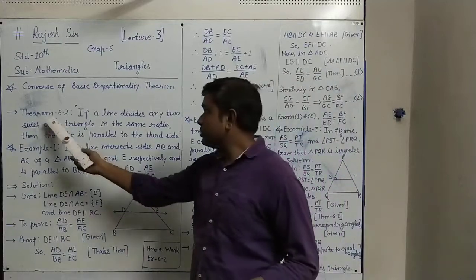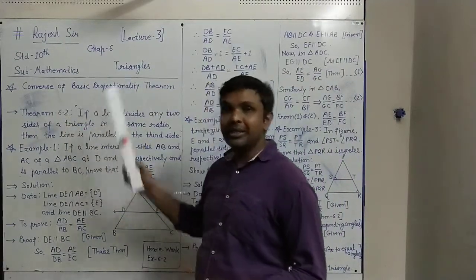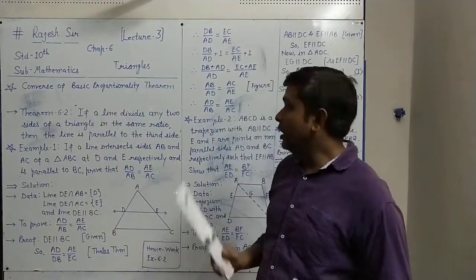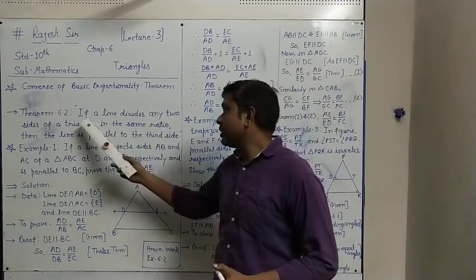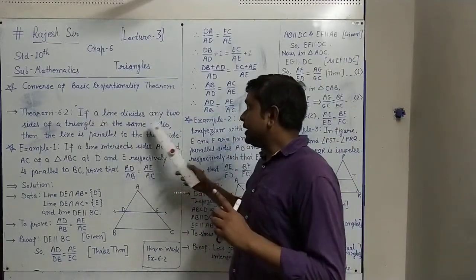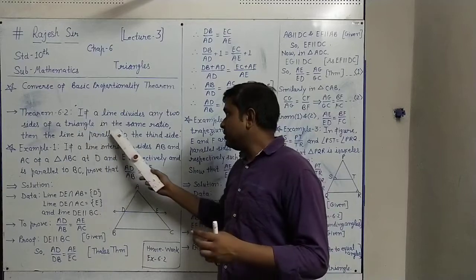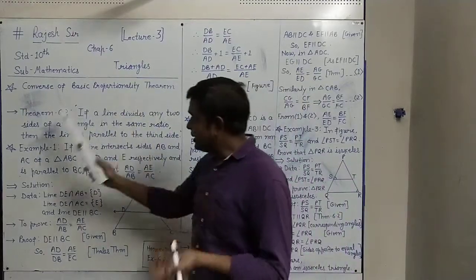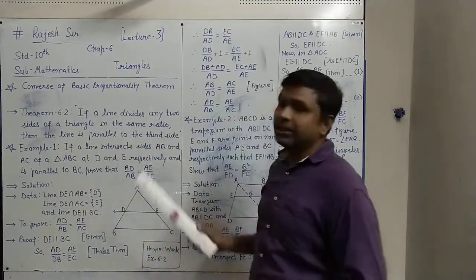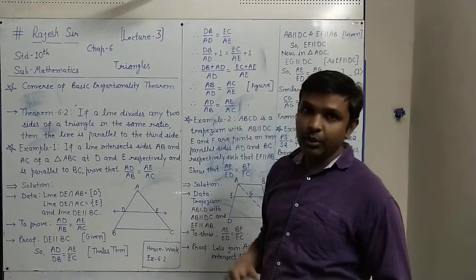So theorem 6.2 is the converse of the basic proportionality theorem. Let's see the statement. If a line divides any two sides of a triangle in the same ratio, then this line is parallel to the third side. Is it the converse?